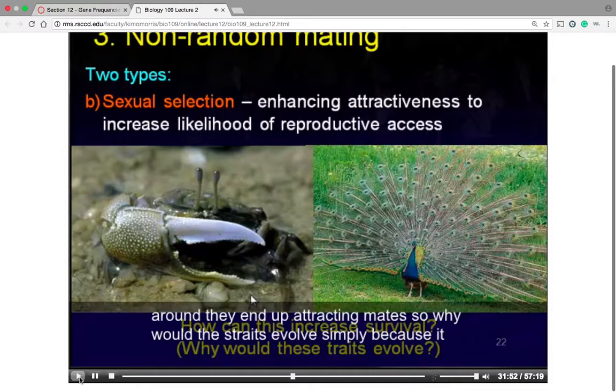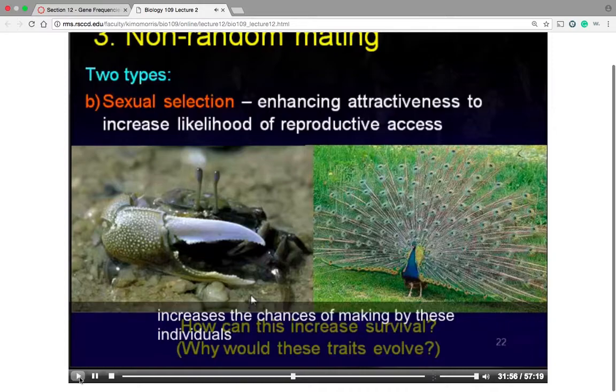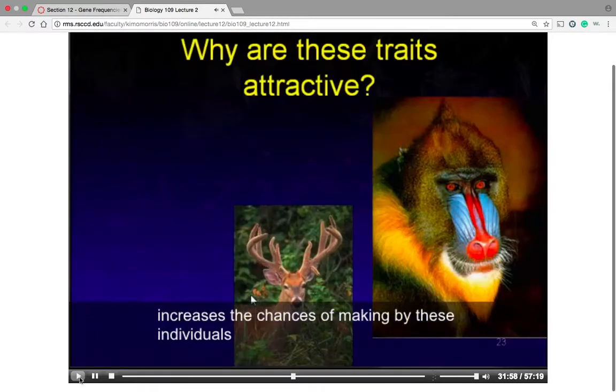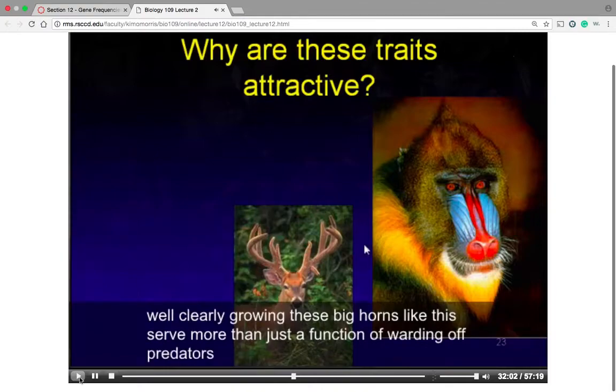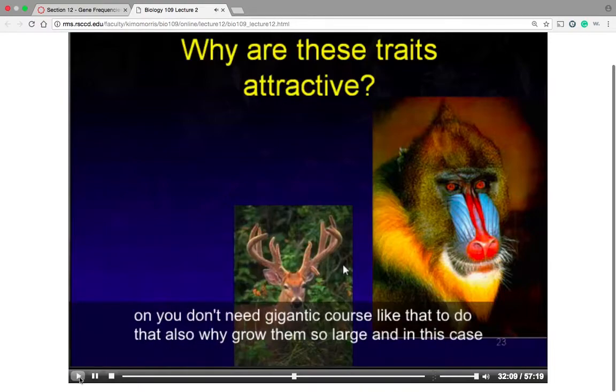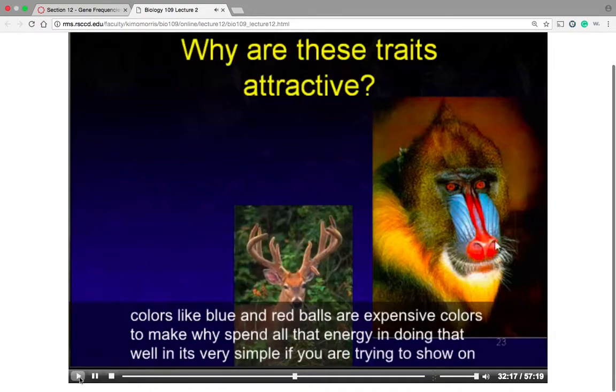So why would these traits evolve? Simply because it increases the chances of mating by these individuals. Now, why are these traits attractive? Well, clearly, growing big horns like this serves more than just the function of warding off predators. You don't need gigantic horns like that to do that. So why grow them so large? And in this case, colors like blue and red are expensive colors to make. Why spend all that energy doing that?